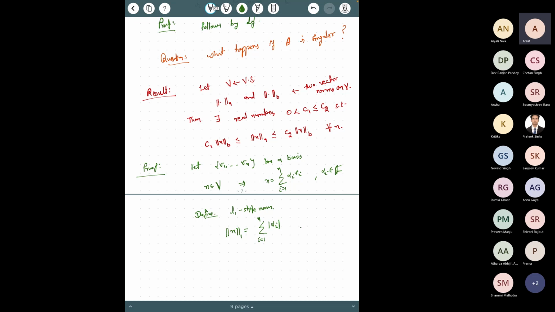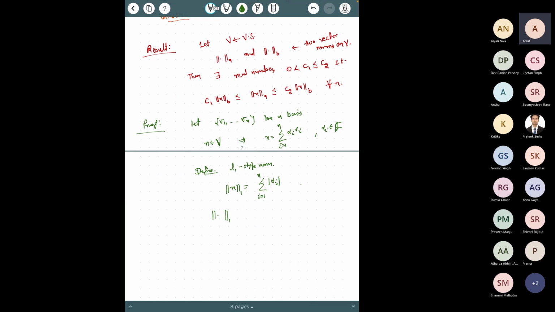Now you can check that this function here, the one norm on V that I have defined, is a vector norm. This is because we have already proved this in one of the previous results. So basically what I did here is define this norm as the one norm. Anyway, this is a vector norm on V.